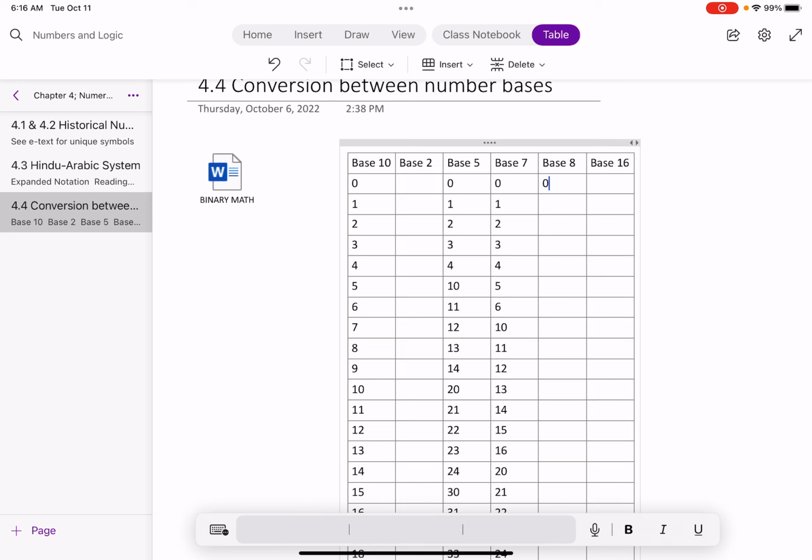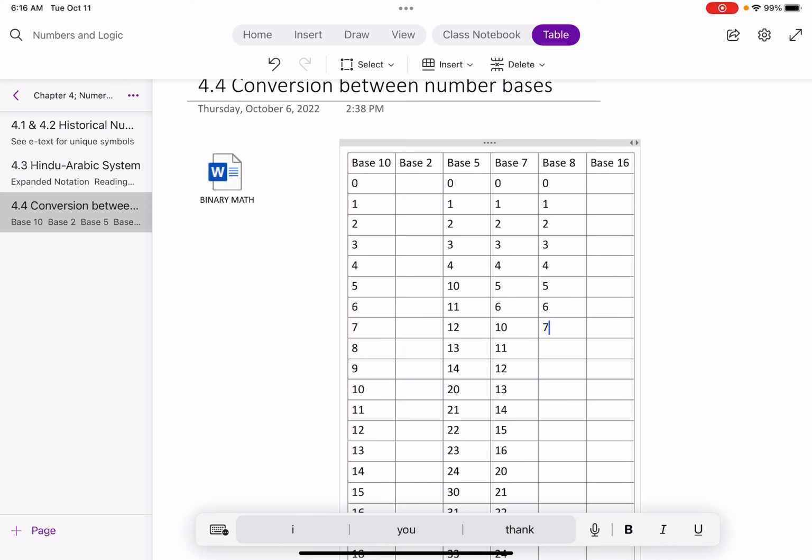Same with base 8. 0, 1, 2, 3, 4, 5, 6, 7. And then I start over: 1, 0, 1, 1, 1, 2, 1, 3, 1, 4, 1, 5, 1, 6, 1, 7, 2, 0, 2, 1, 2, 2, 2, 3, 2, 4, and so on. I'll explain here in a second when we do base 16. Now you notice we can only go up to 10. So you're going to notice a weird part here with base 16.